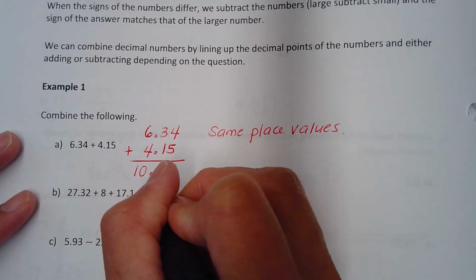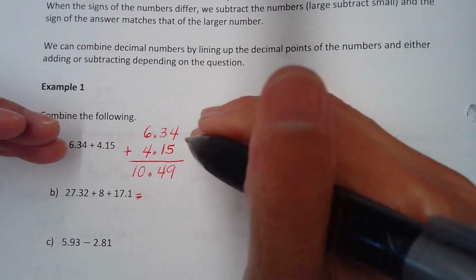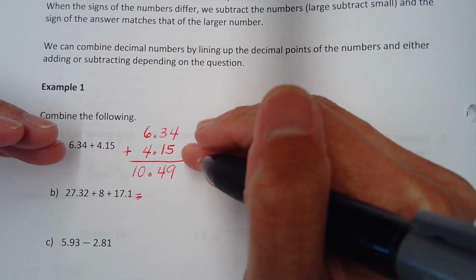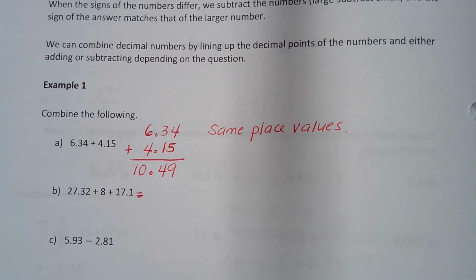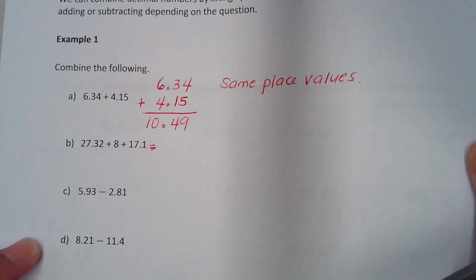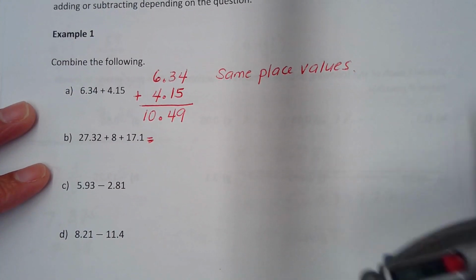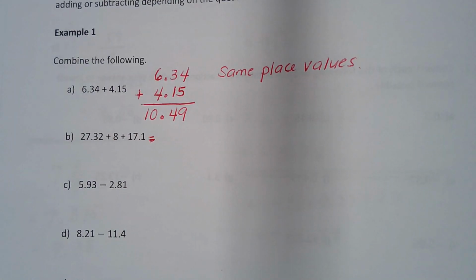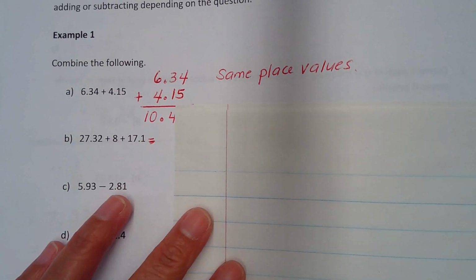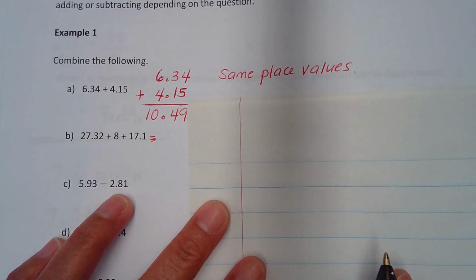From here on, I think we can just use our calculator for this. Can we try the B? Okay, let's try the B. So what lines up with what? That's a good one. I'm going to do it on a separate sheet of paper here.